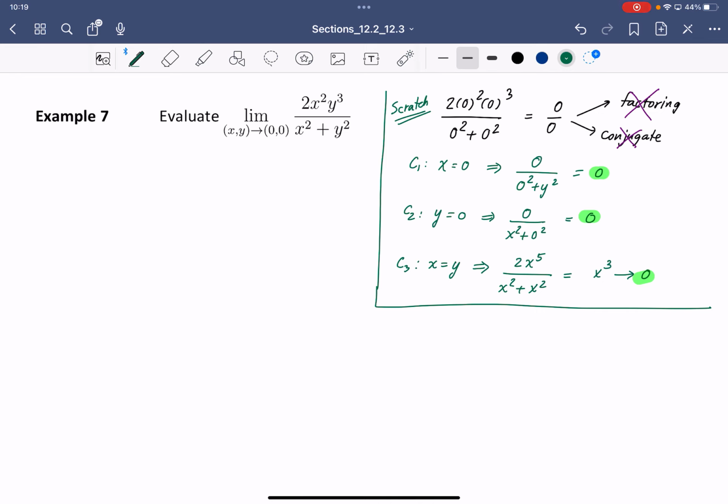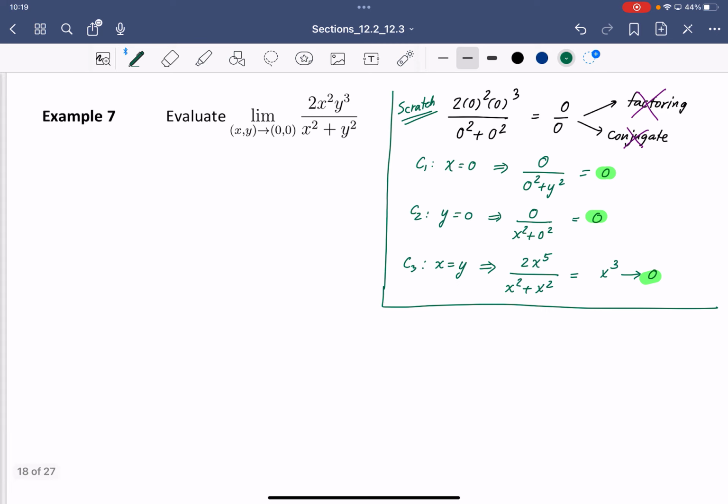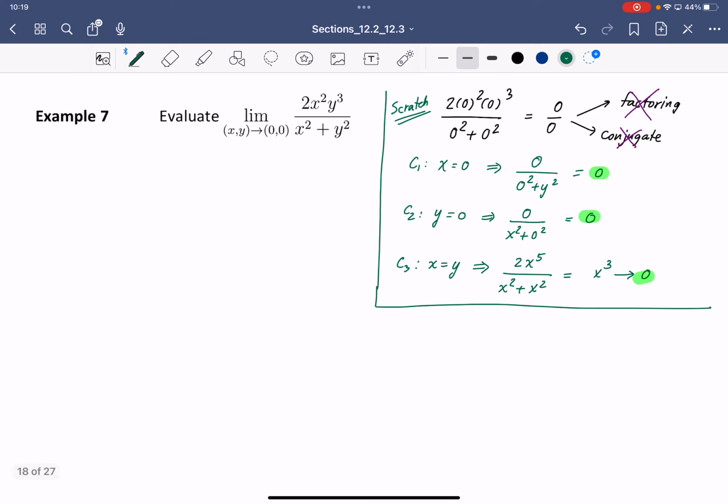All right. Once you think that maybe the limit is actually 0, you have to use the squeezing theorem. So we're going to try to use the squeezing theorem here. So how do you use it? First of all, we're going to start with 2x²y³ over x² + y². We're going to separate this into two pieces, first here and second here.